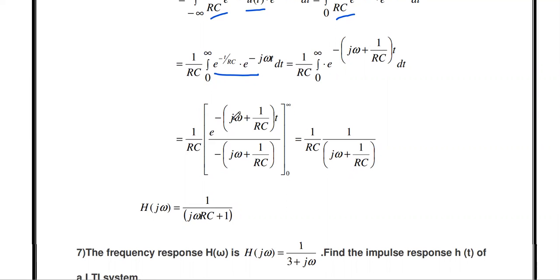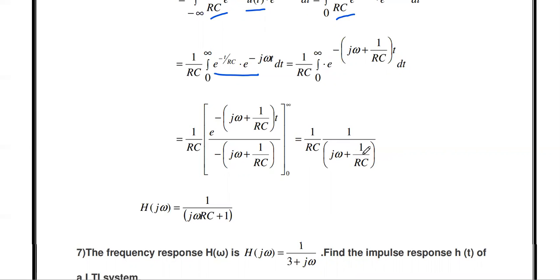If you are substituting the upper limit, e power minus infinity is 0. Then minus of, if you are substituting the lower limit, e power 0 is 1. So 1 by minus this, so minus of minus is plus. So we will get the answer 1 by RC into 1 by (j omega plus 1 by RC).